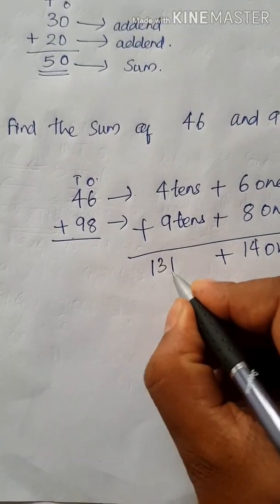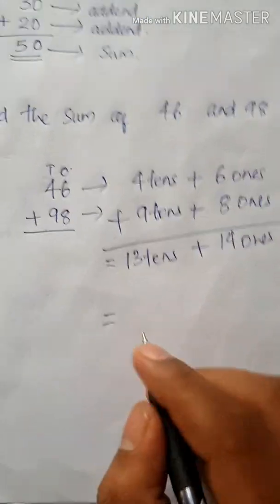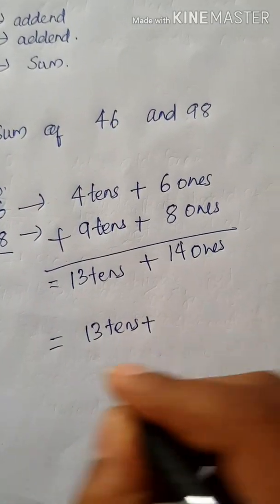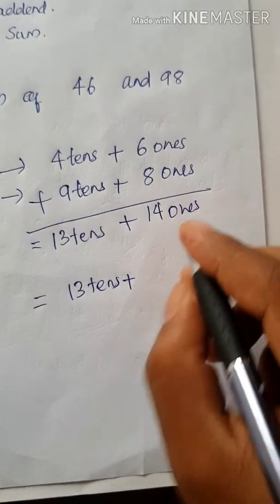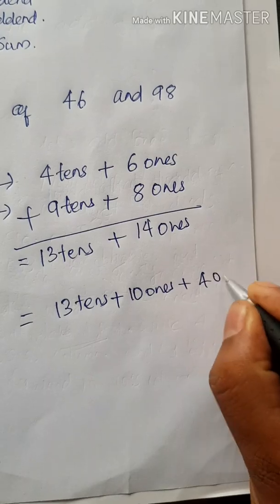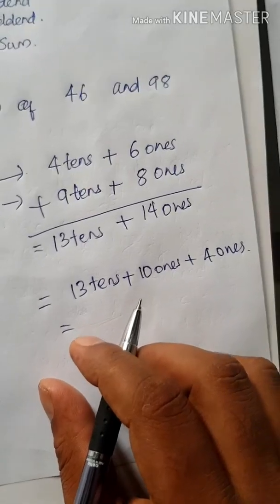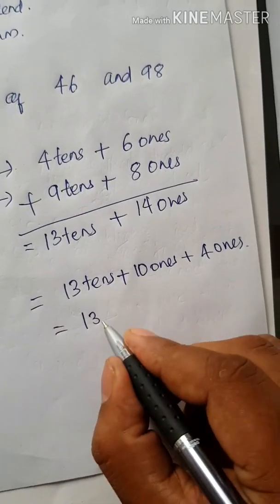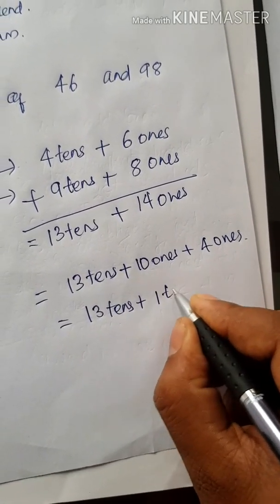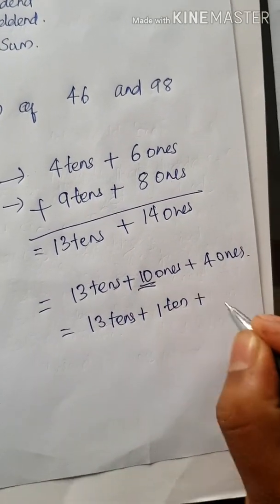Okay, we can write like this. 13 tens plus 14 ones. We can write 14 ones as 10 ones plus 4 ones. So 13 tens plus 1 ten plus 4 ones.